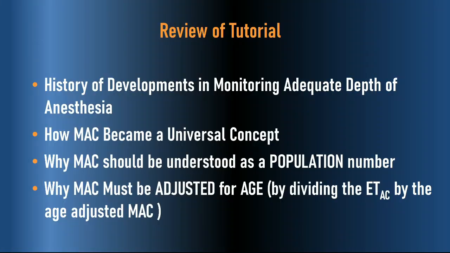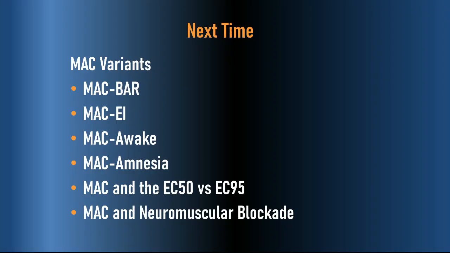Now let's review this tutorial. In this tutorial, I discussed the history of developments in monitoring adequate depth of anesthesia and how MAC became a universal concept. Why MAC should be considered a population-based number and adjusted for age by dividing the end-tidal anesthetic concentration by the age-adjusted MAC. Next time, we're going to discuss the variants of MAC. The MAC bar, MAC endotracheal intubation, MAC awake, MAC amnesia, MAC and the EC50 versus the EC95, and then MAC and neuromuscular blockade. I'll see you then, and I guarantee you'll learn something.